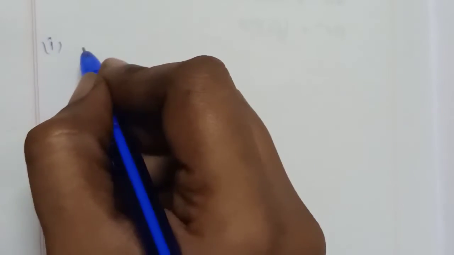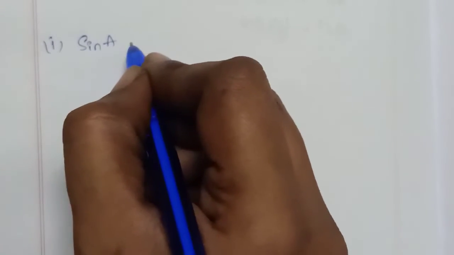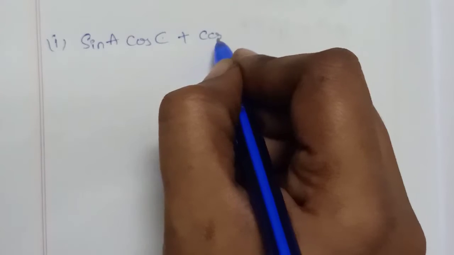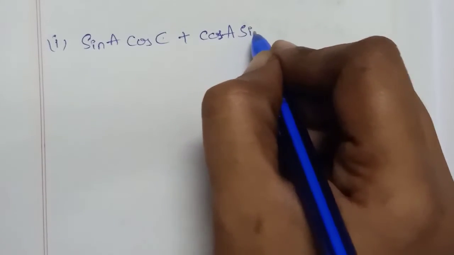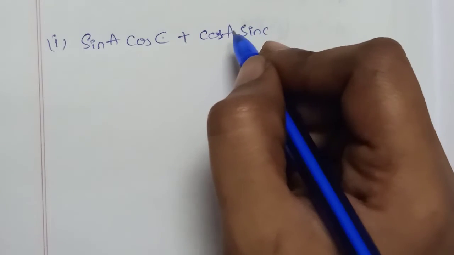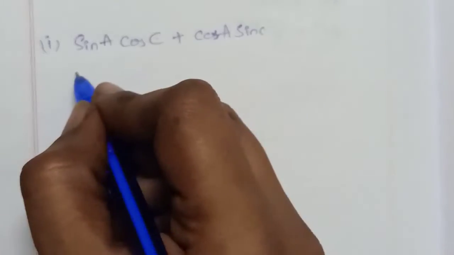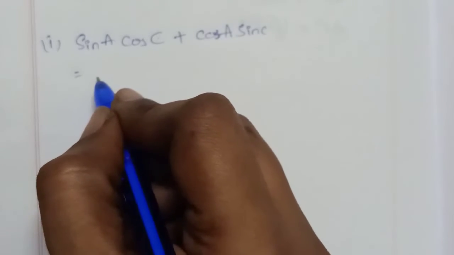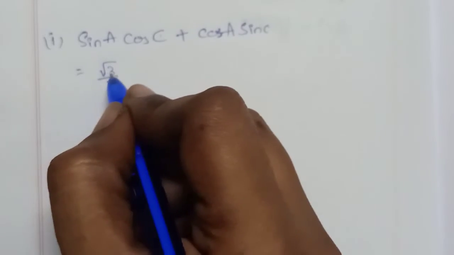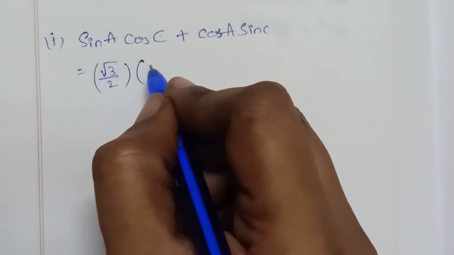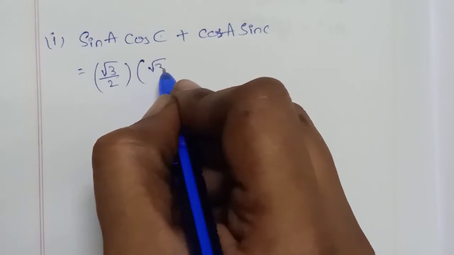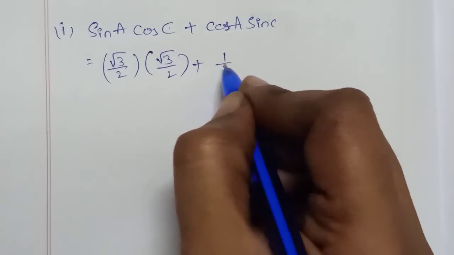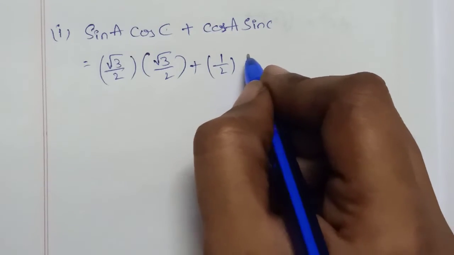We have to find the value of sin A cos C plus cos A sin C. That is equal to, the value of sin A is root 3 by 2, the value of cos C is root 3 by 2, plus the value of cos A is 1 by 2. Sin C value is also 1 by 2.